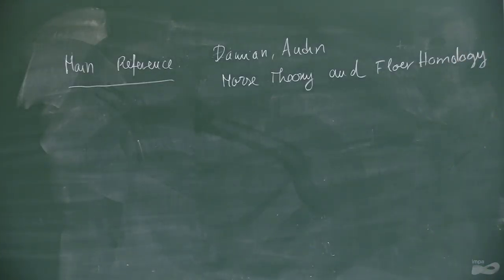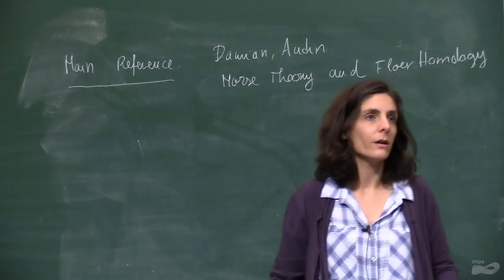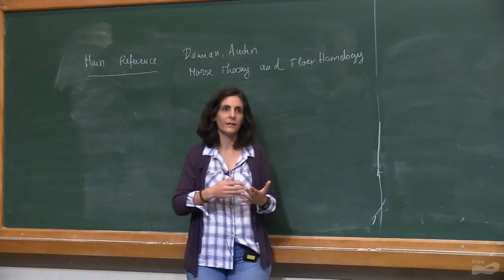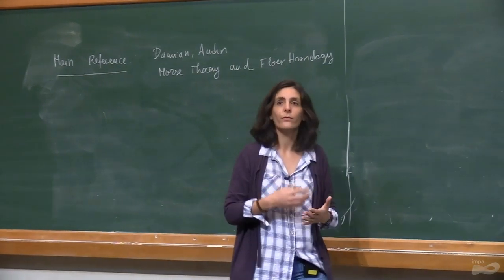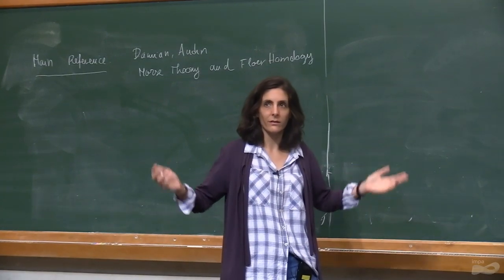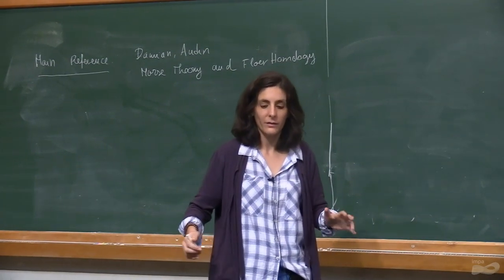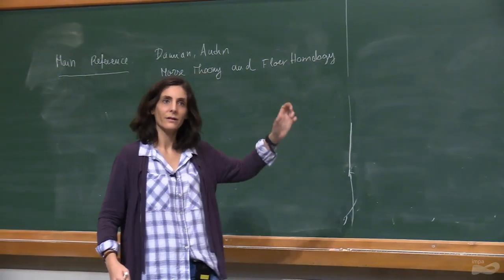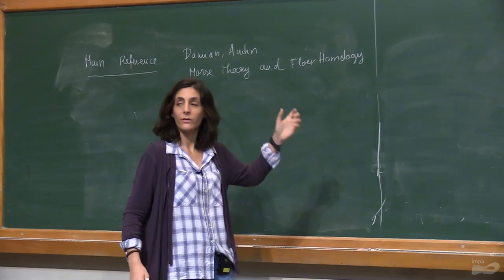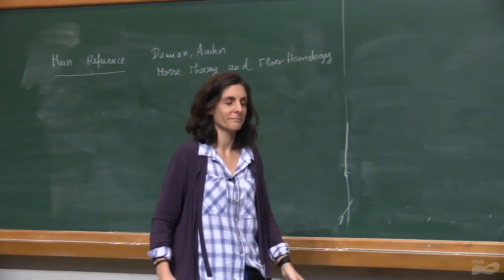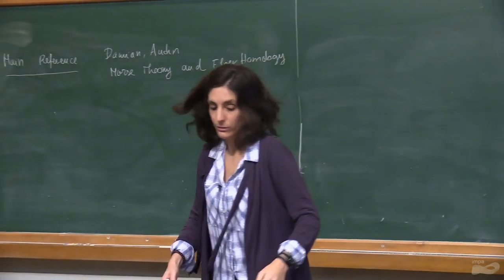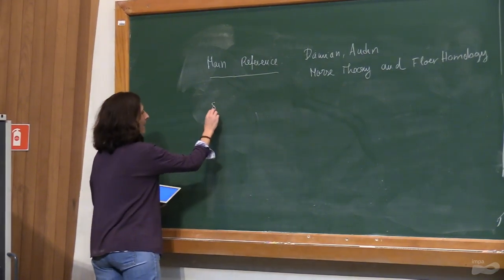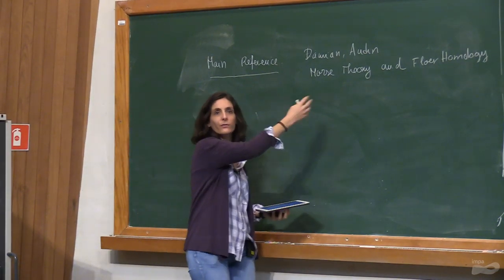So one other thing I should have mentioned, maybe for those of you who have seen this, is that you can prove that Morse homology is basically the ordinary homology of the manifold, but I didn't want to go into that. I want to emphasize these properties of the construction of the Morse homology. Okay, so let's start with the Floer homology. So this main reference is for Morse and for Floer, okay?